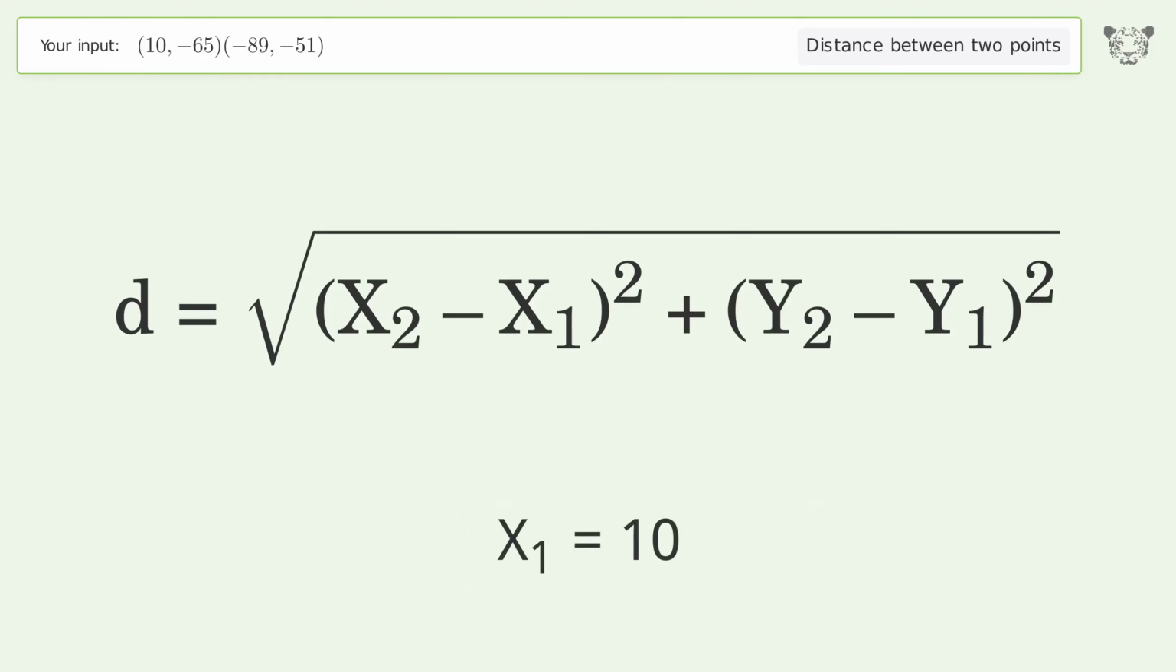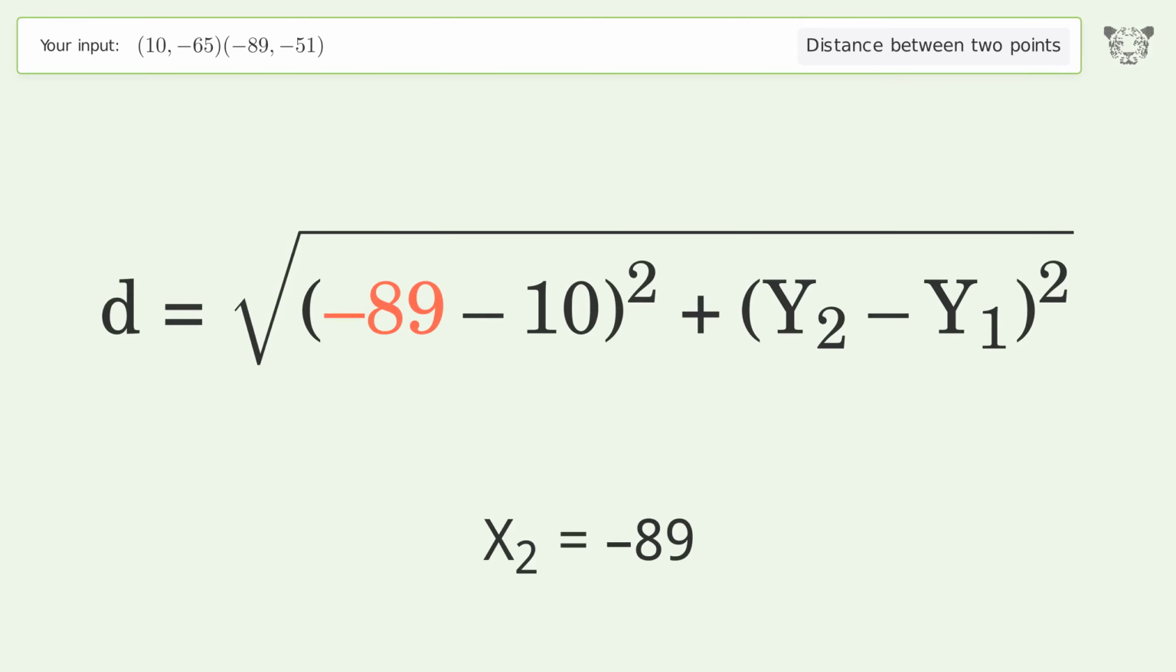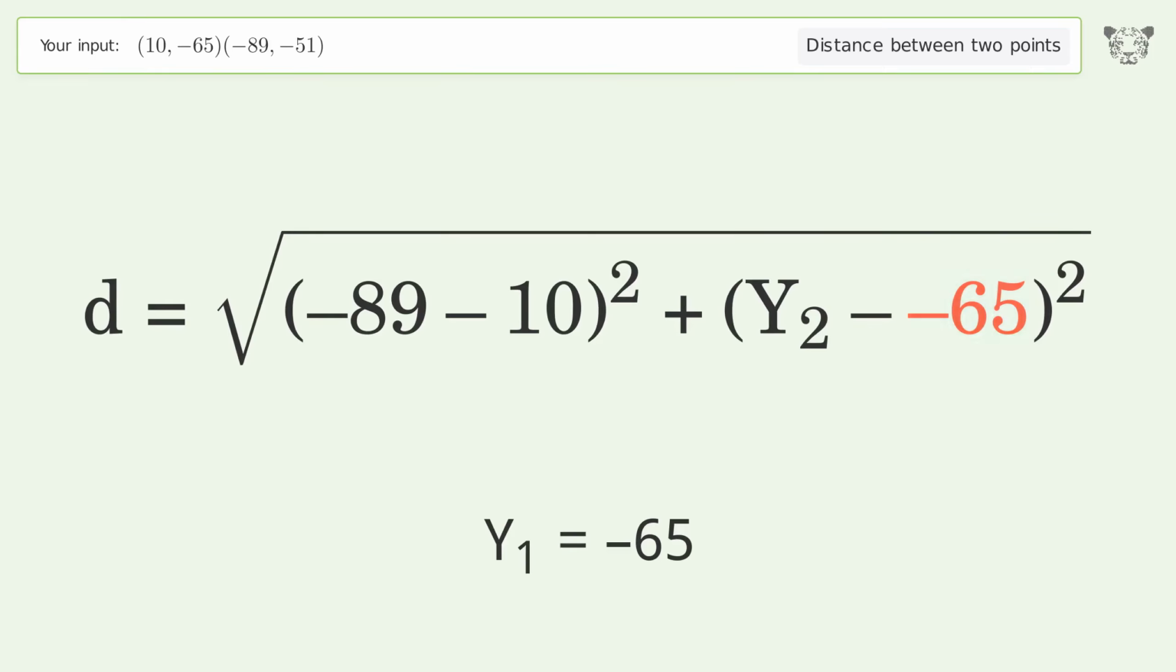x1 equals 10. x2 equals negative 89. y1 equals negative 65. y2 equals negative 51.